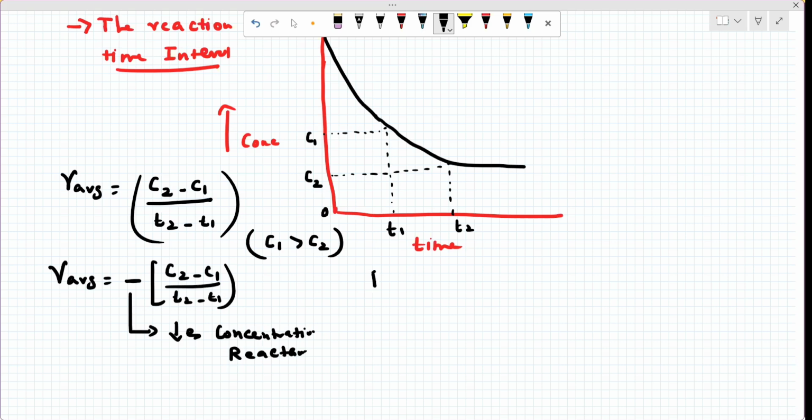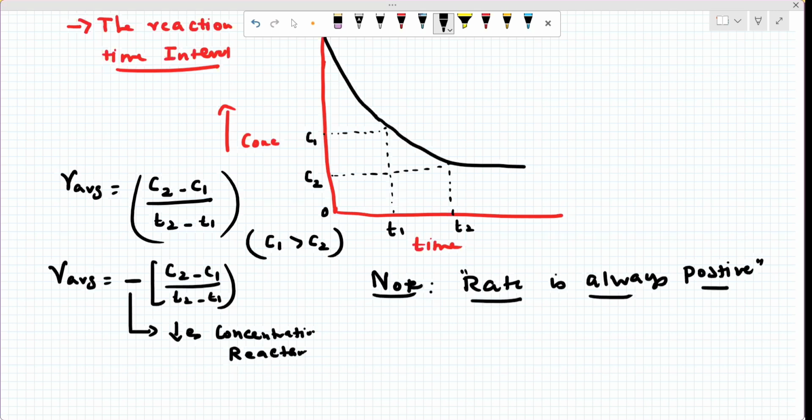But note, very important: rate is always a positive quantity. Rate is always what? Always positive. Rate cannot be negative. Speed is negative, right? Rate always what? Based on concentration, you have to put the minus sign. Reactant takes a minus sign, product takes a positive sign. Now, what is the average rate? For a given time interval, we measure the rate of reaction on average.